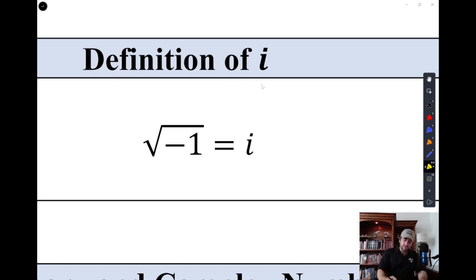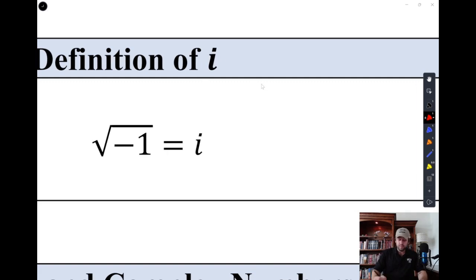So you may have heard from the 6th grade that you cannot take the square root of a negative number, or the cube root, or the fourth root, or an even root of a negative number. Today we're going to define it. And we're going to say, when you do take the root of -1, we're defining that as i.